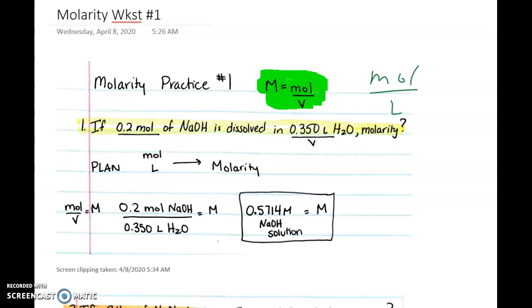So here our plan is we have moles and liters. We're finding our molarity. So therefore we set up our equation. We plug in our numbers, 0.2 moles over 0.350 liters, and we do our math and we get 0.5714 molarity NaOH, and we can round that to 0.571. So that's the concentration of NaOH in our solution.